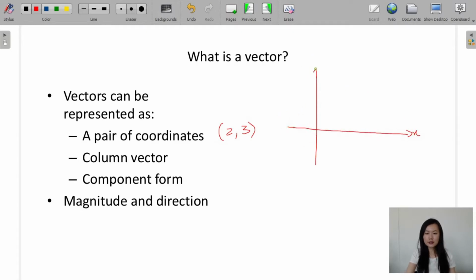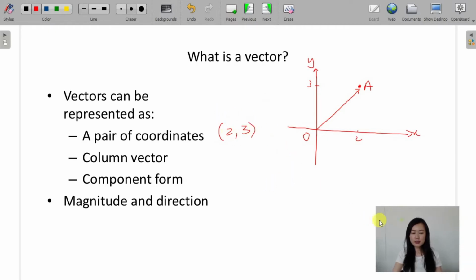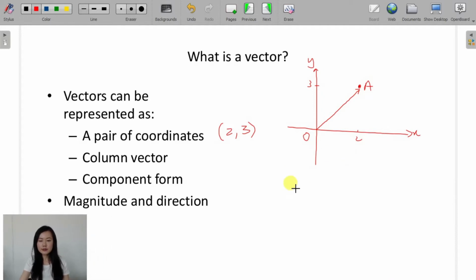So imagine you're plotting the point (2, 3). Okay, and from the origin you join a line to that point. Let's say OA. Yeah. So vector OA represents the point (2, 3), and in fact OA is what is termed a position vector.